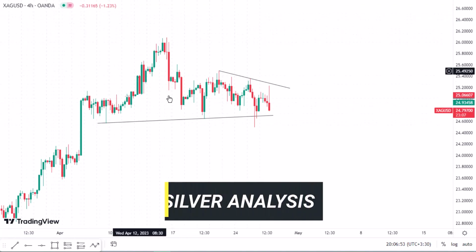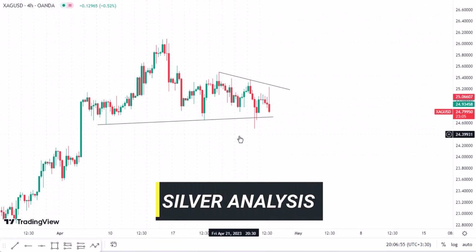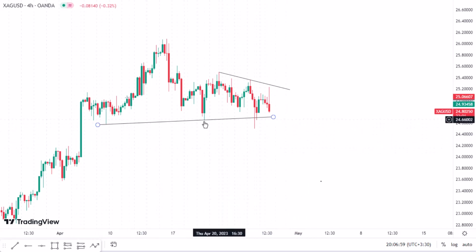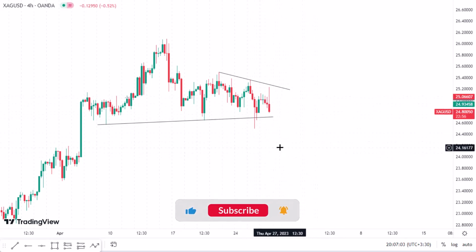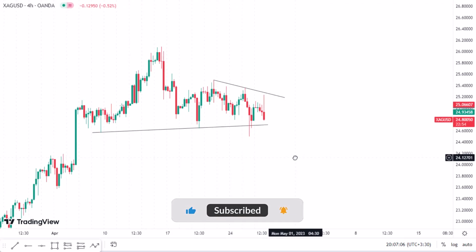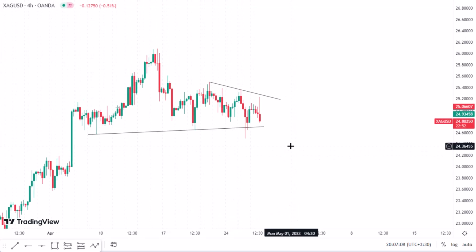As I told you in my previous analysis, we have a trend line in the daily time frame. With the break of that to the downside, we would have a sell position, but the price did not break this trend line, not in the daily time frame, not even in the 4-hour time frame. Instead, it made some shadows here.